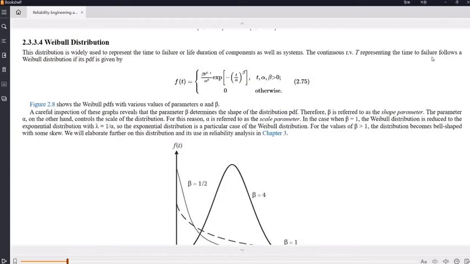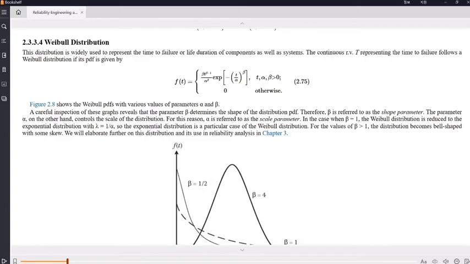In many cases, it is usually assumed that this time to failure follows exponential distribution. But in some cases, Weibull distribution is also widely used. And as we are going to see, Weibull distribution is a generalization of exponential distribution. In other words, a specific case of Weibull distribution reduces to an exponential distribution.